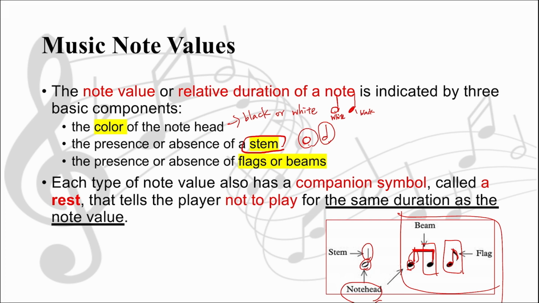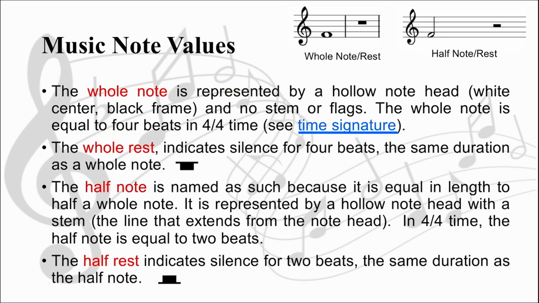Each type of note value also has a companion symbol, a rest, that tells the player or the singers not to play or sing for the same duration as the note value. Later we will talk about the rest. So there should be the note and rest. Now we come to the notes.